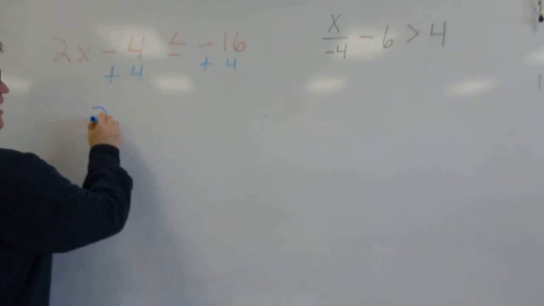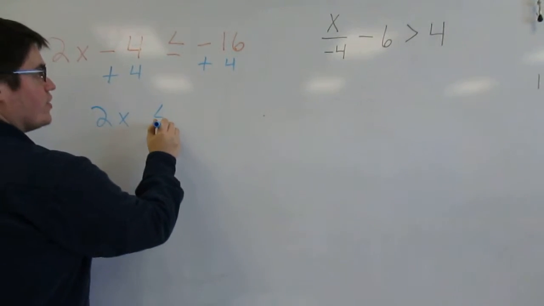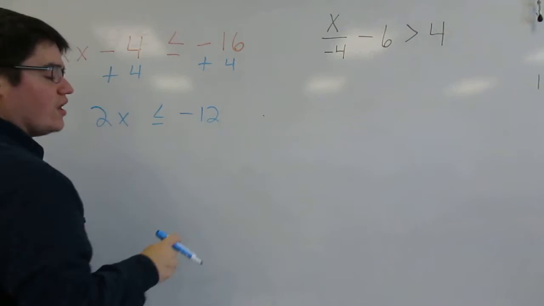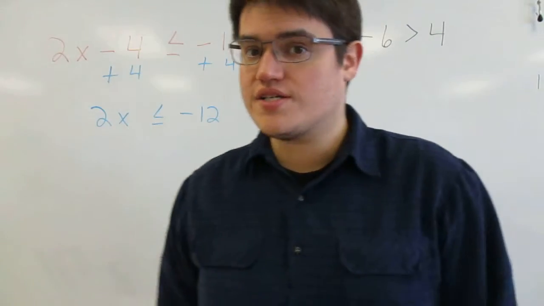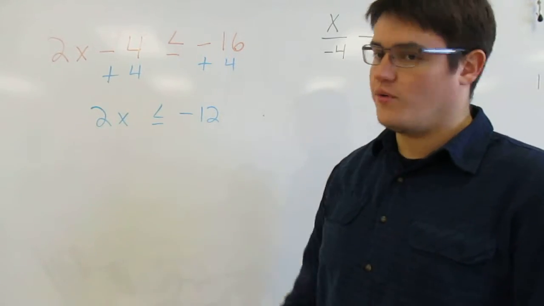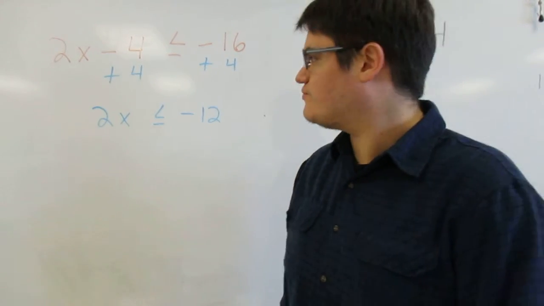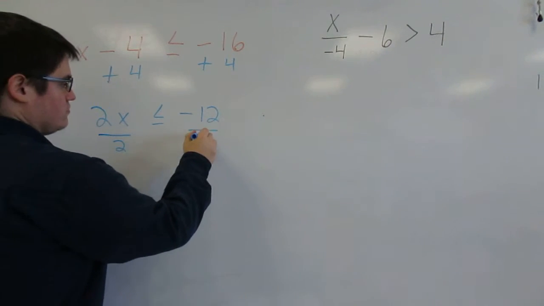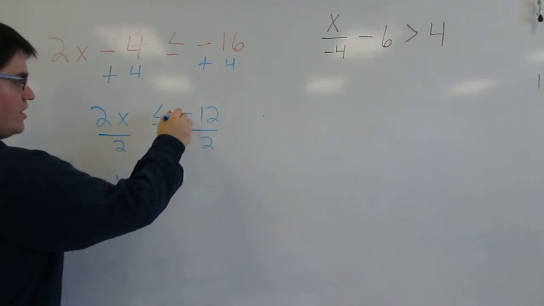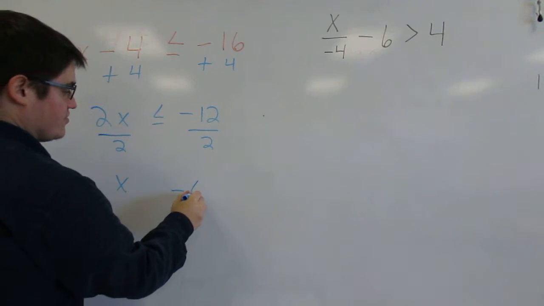Now I'm left with 2x is less than or equal to -12. And that's the nice thing about inequalities. The properties of equalities hold for them. So we could add 4 to both sides. Doesn't change anything. Now I divide by 2. So x, -12 divided by 2 is -6.